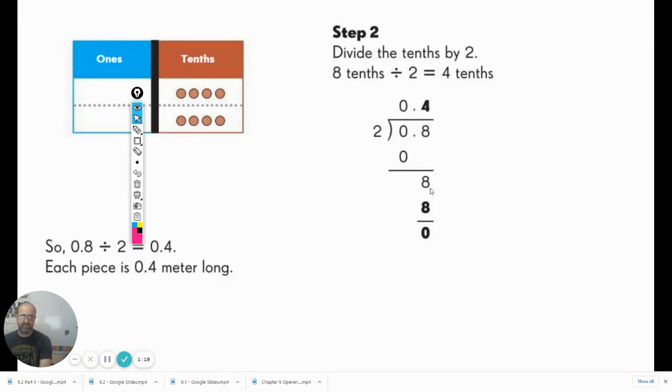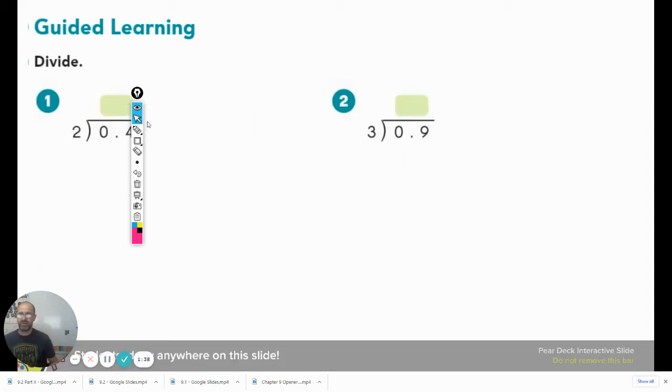Then you bring down the 8, 2 goes into 8 4 times, and then you keep the decimal lined up. 4 times 2 is 8, minus 8 is 0. So you can just divide like you normally would and just keep your decimal in its place. Or you can split it in half like you would in this picture here. If you need to, pause, take a look at this picture, go back, take a look at the previous one and study it. But so far, pretty straightforward, I hope.